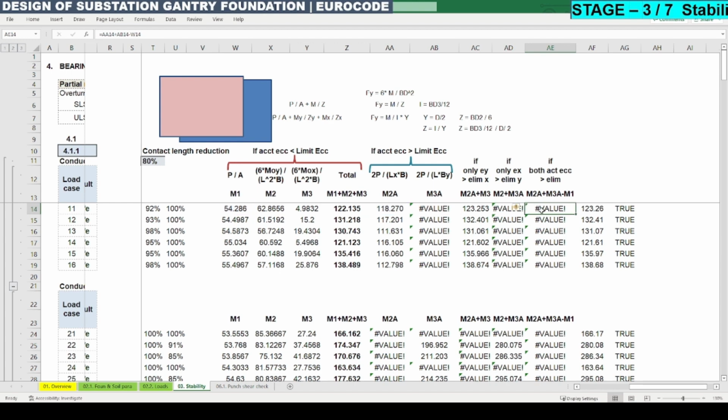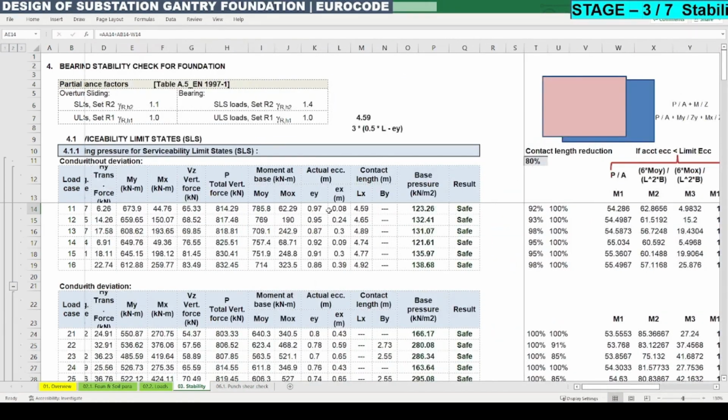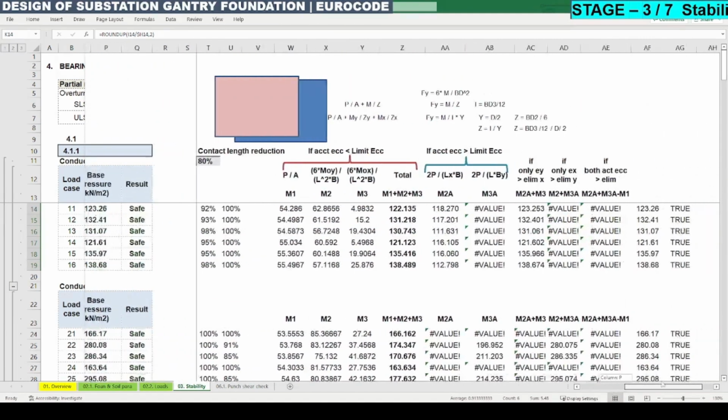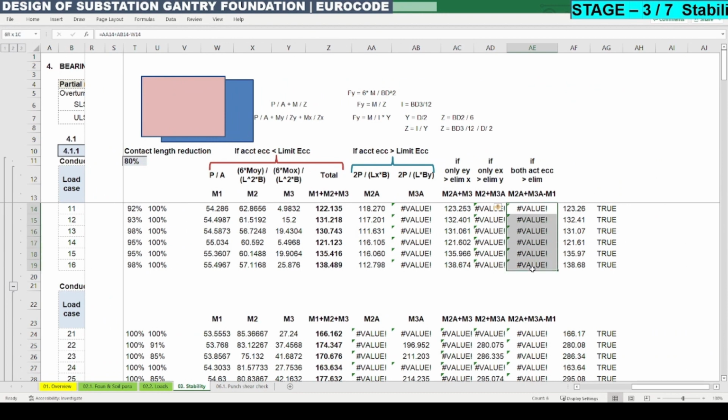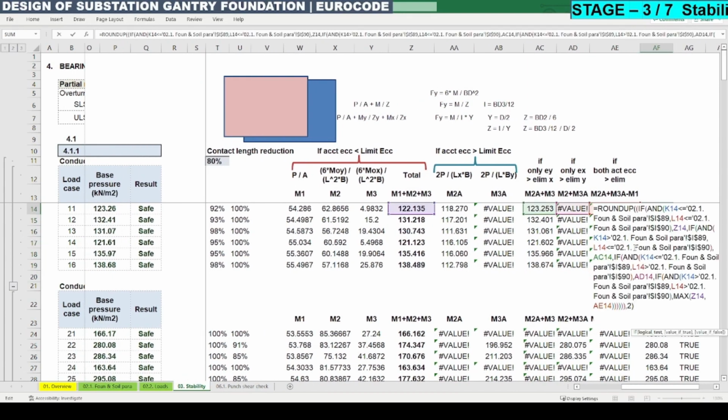So this also is not applicable, because in only one direction the actual eccentricity is exceeding the limiting eccentricity. So this also is not applicable, and it is showing the value error. Now we are adding all the applicable cases by applying these if conditions. So it is a big formula.